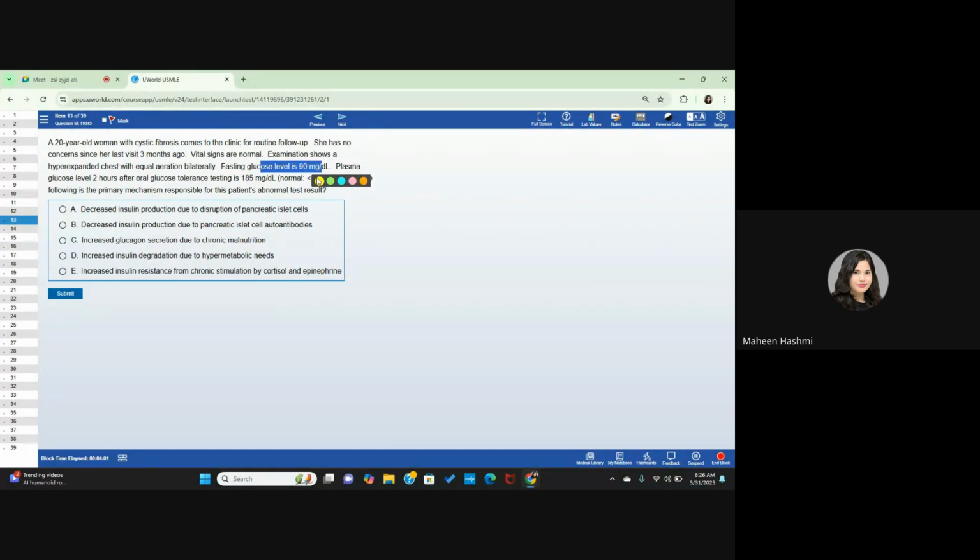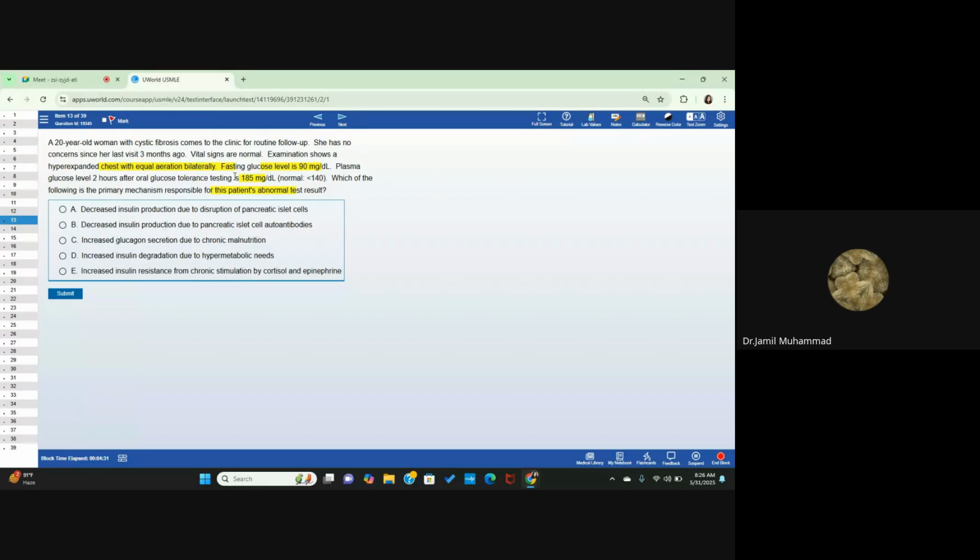Fasting glucose is 90. Plasma glucose level 2 hours after oral glucose tolerance testing is 185, which means it's high. Which of the following is the primary mechanism responsible for the patient's abnormal test result? The patient has cystic fibrosis. He has no concerns. Hyperexpanded chest with equal aeration. Why does the cystic fibrosis patient have an abnormally high OGTT?